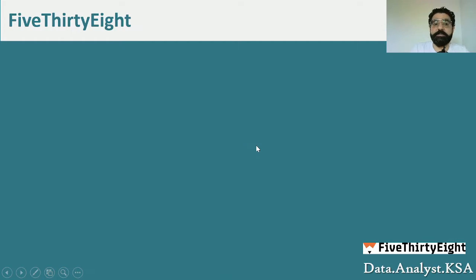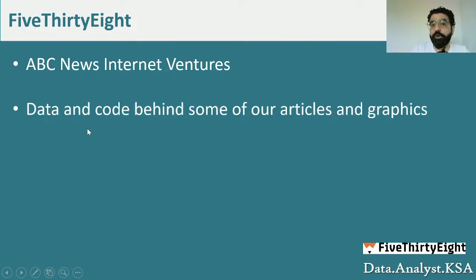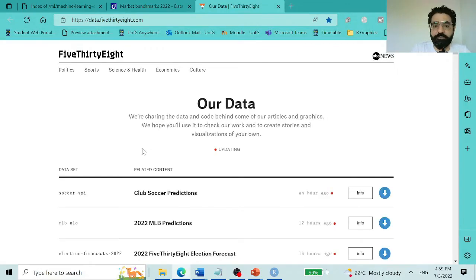The fifth website is FiveThirtyEight. It's under ABC News Internet Ventures, so it follows this media company, ABC News, and it basically has the data and code used in many of the news articles that they publish. So it's very interesting to look at the raw data and start analyzing things for yourself.